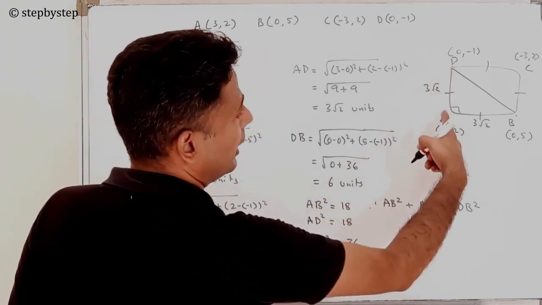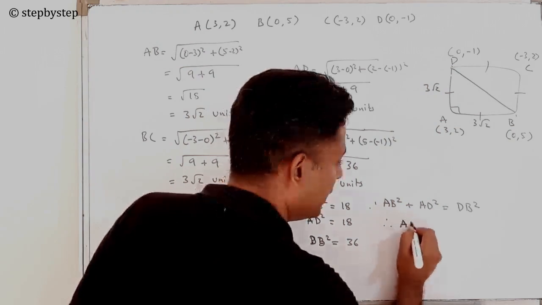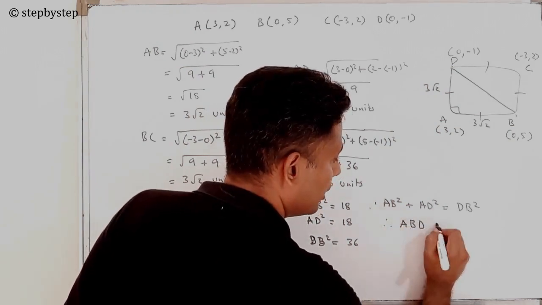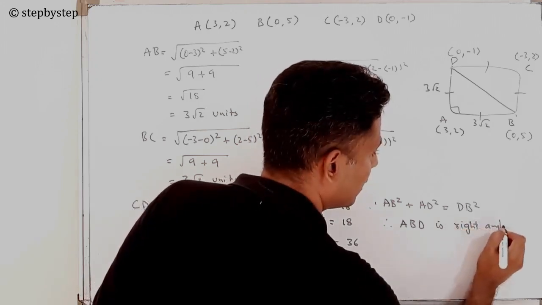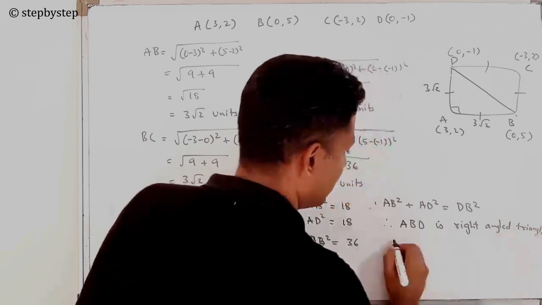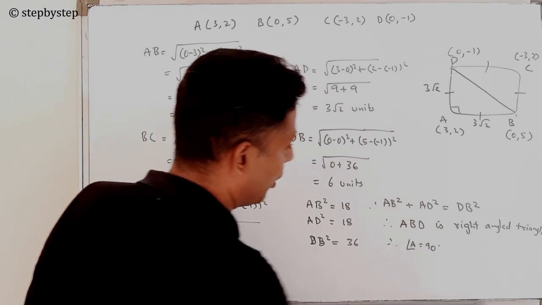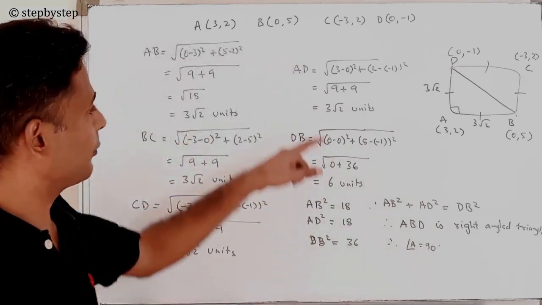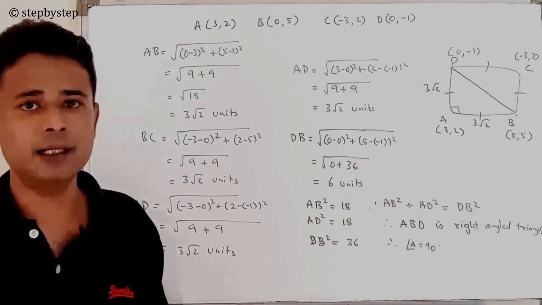Therefore, ABD is a right angle triangle. Therefore, angle A equal to 90 degrees. Now, you can say this is a square. Why? All four sides are equal plus angle A is 90 degrees.